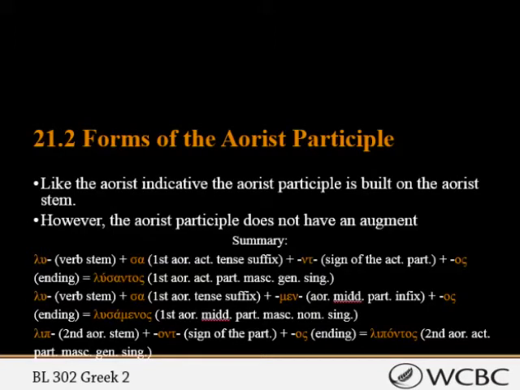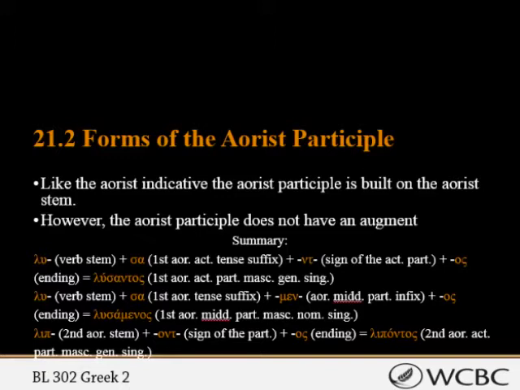Let's go to section 21.2, which is the form of the aorist participle. This is coming directly from your textbook, so you can follow along in your textbook with me. Basically, the aorist participle is built on the aorist stem. As you go to the back of the textbook, where it has all the principal parts of the verbs, you can identify the aorist stem of a particular verb and know how the aorist participle should look. So we have the summary of the endings that we have with this.